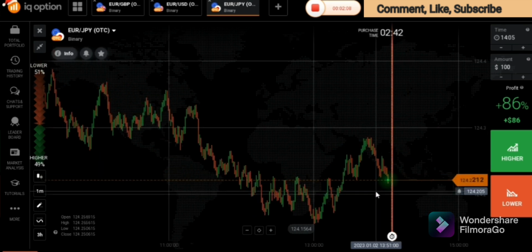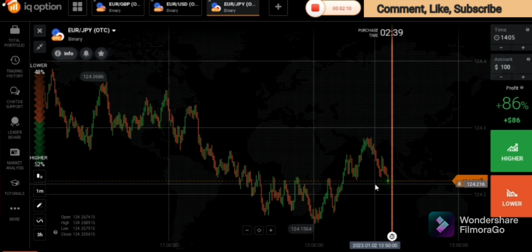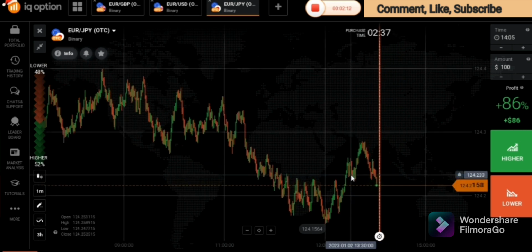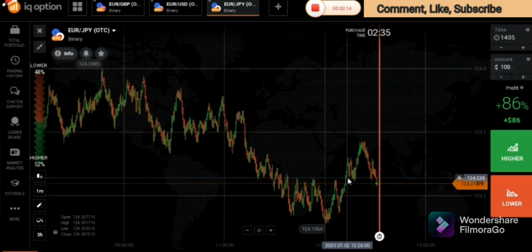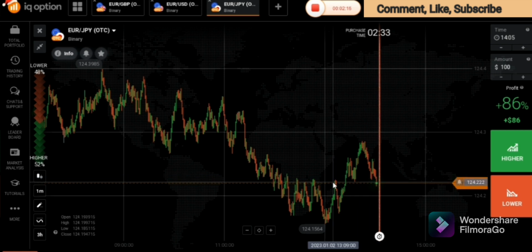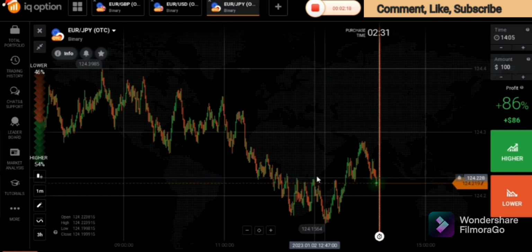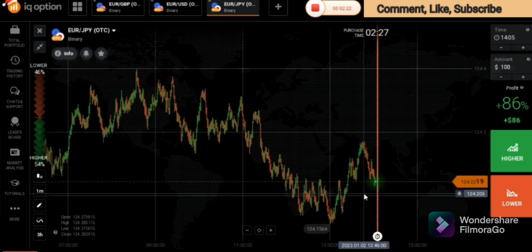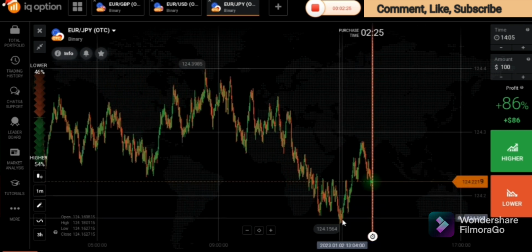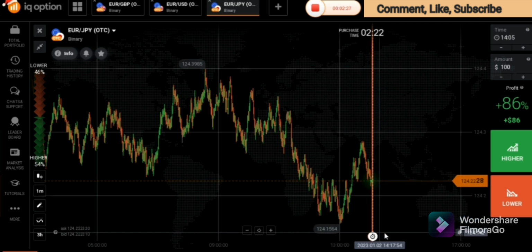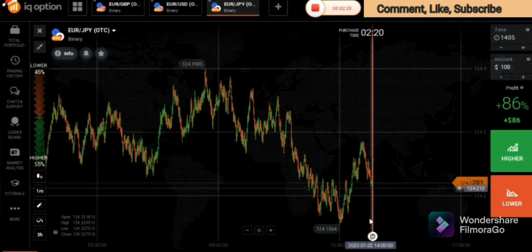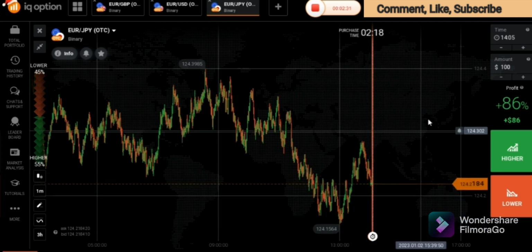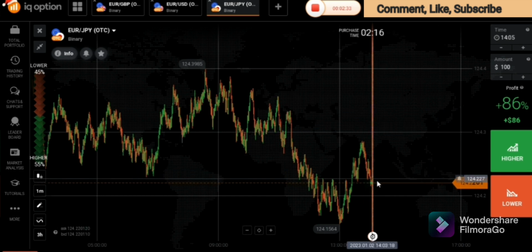So for me, I will consider this an uptrend, because this is the previous lower high which has been broken, and that's why I'm going to consider this an uptrend until this market is broken over here. I still consider this an uptrend.